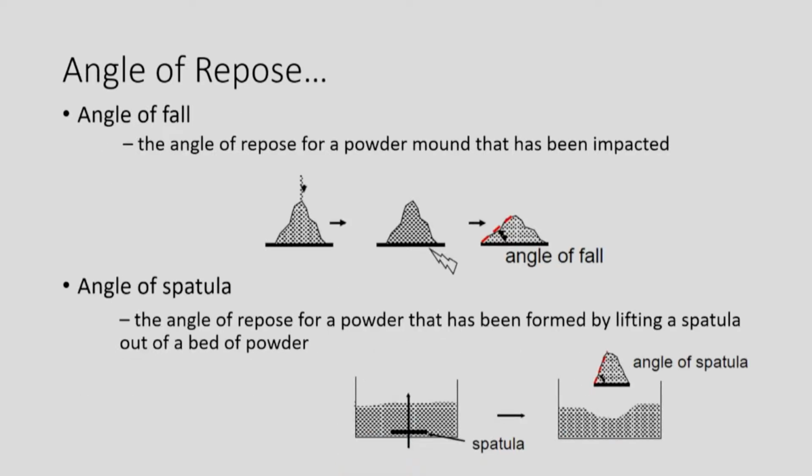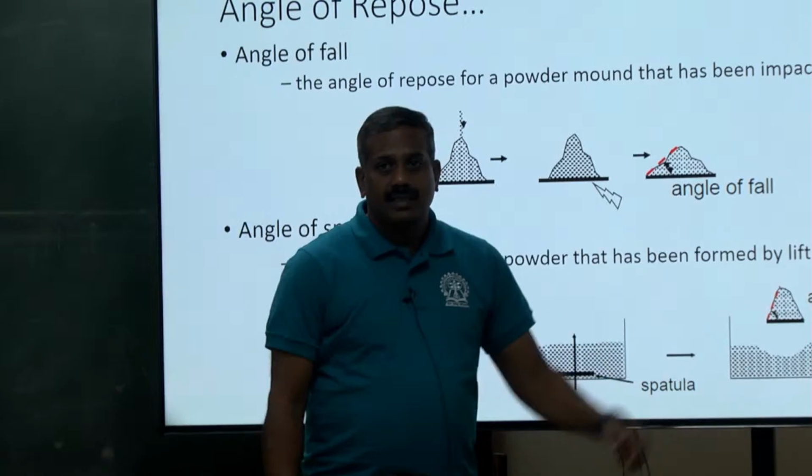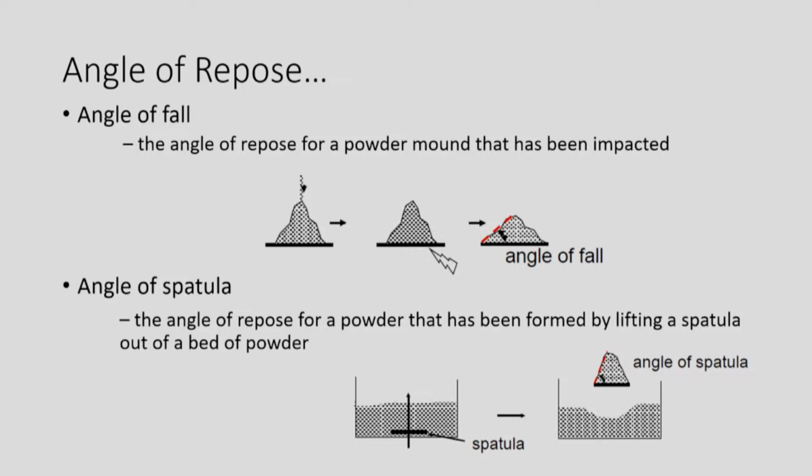Angle of fall is commonly used again to get an indication. You take a spatula, take some powder, and then give a slight impact and see how much it reduced in height, okay? So that gives an indication of behavior. If the falling height is very low, then it has a better flow property, okay? If it's still intact after the impact, then the flow property may not be good, okay?